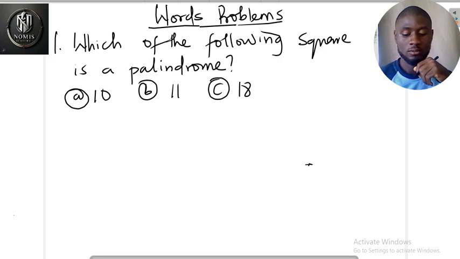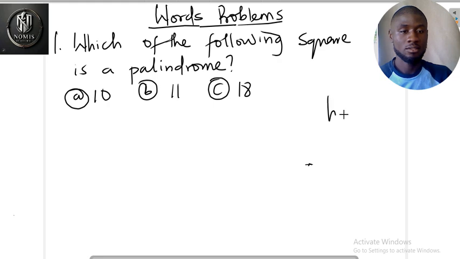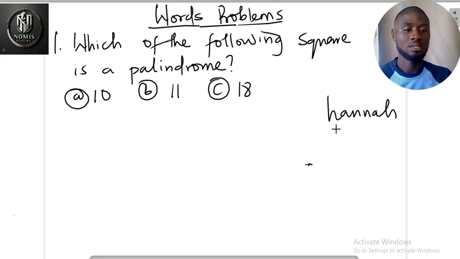A palindrome is a word, a phrase, a number, or any other thing that follows a particular sequence such that when read from the front or the back, it means the same thing. An example of a word like that is Anna. Anna is a palindromic word. If you write it from the back, you will still have Anna. If you read it from the front, you will still have Anna. So this is what we mean by palindrome.